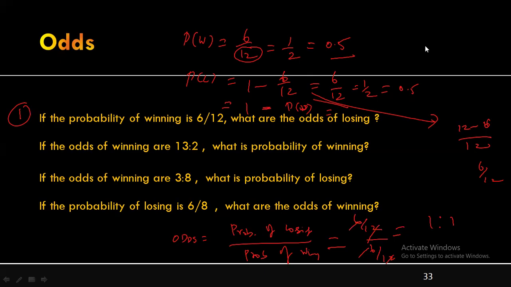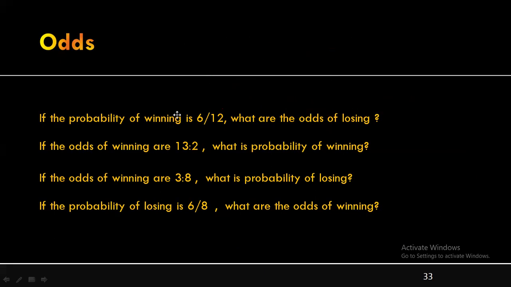Hope you understood, right? What is the answer for the second question? If the odds of winning are 13 is to 2, what is the probability of winning? This is pretty straightforward. If they ask you to answer in probability, you need to add these two values to get the total outcome. In the case of probability, the denominator is the total possible outcomes. Here the total possible outcomes is 15.